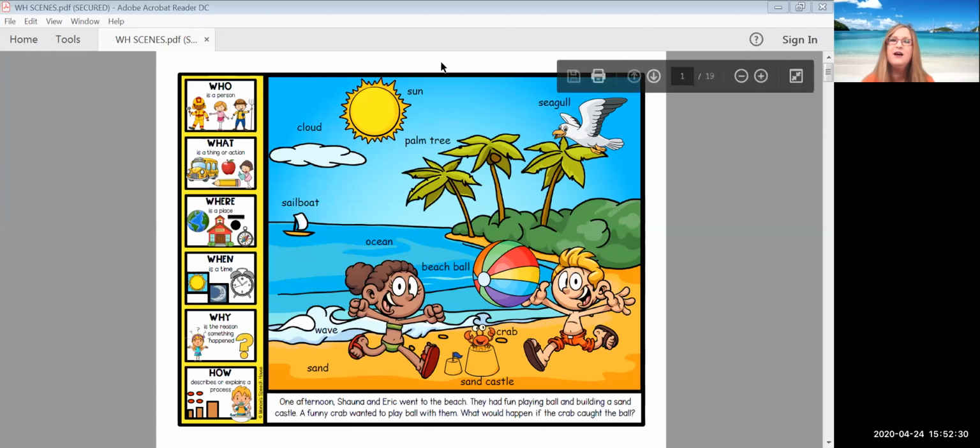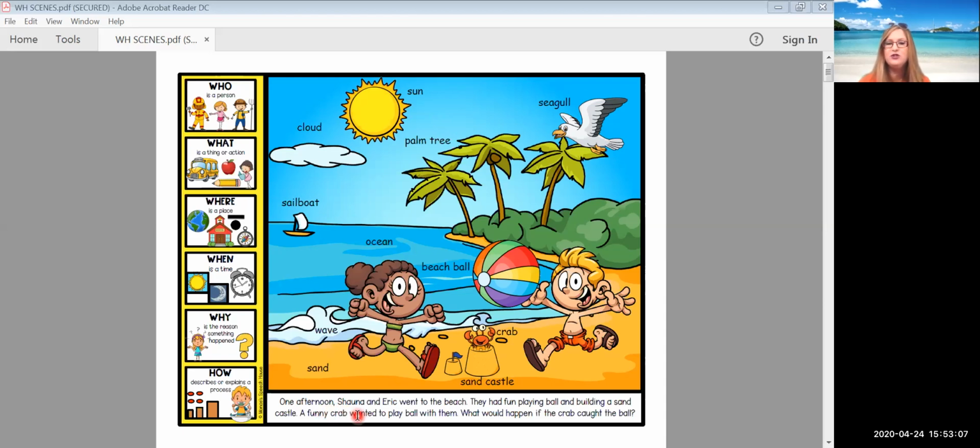You see on our screen that the setting, that's the where, is at the beach. I'm going to turn on my little pointer here. You see the spotlight pointing to the different vocabulary words. You see our background of our story is the setting of the beach. So let's get started and see if we can figure out who, what, where, when, why, and how.